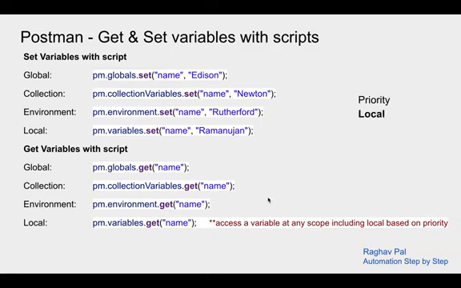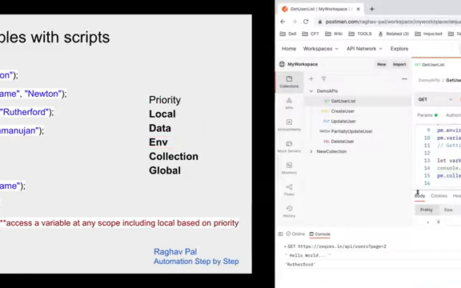So the first priority is local variable, then comes data variable, then we have environment, then we have collection, and then we have global. So let us say if I say pm.variables.get and I say name, and if there is a local variable available by the name here, then it will access that or it will get that. Otherwise it will access a data variable, or if we have a name variable at an environment level, it will get that. So based on this priority it will work. So let us try this.